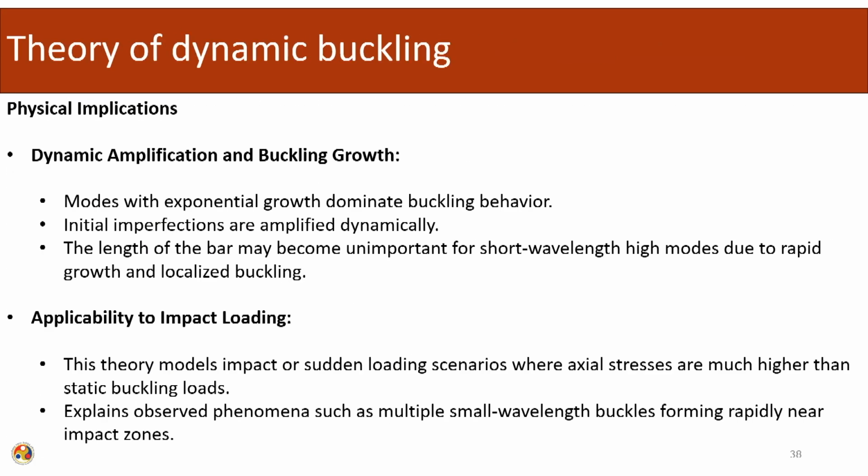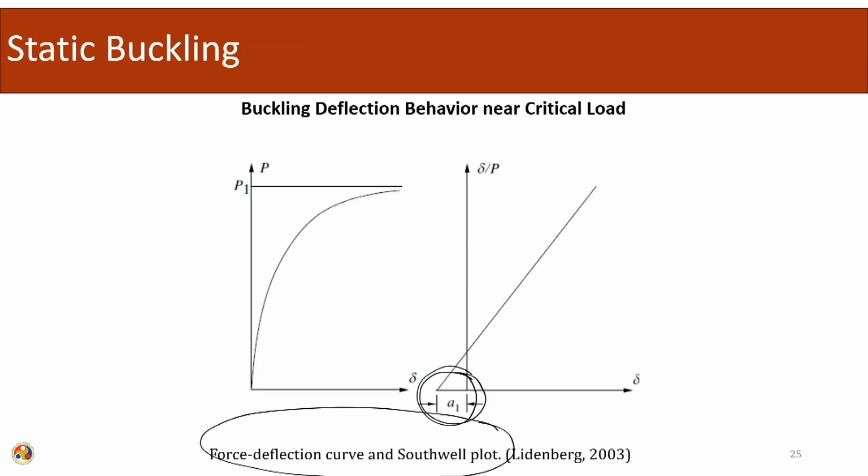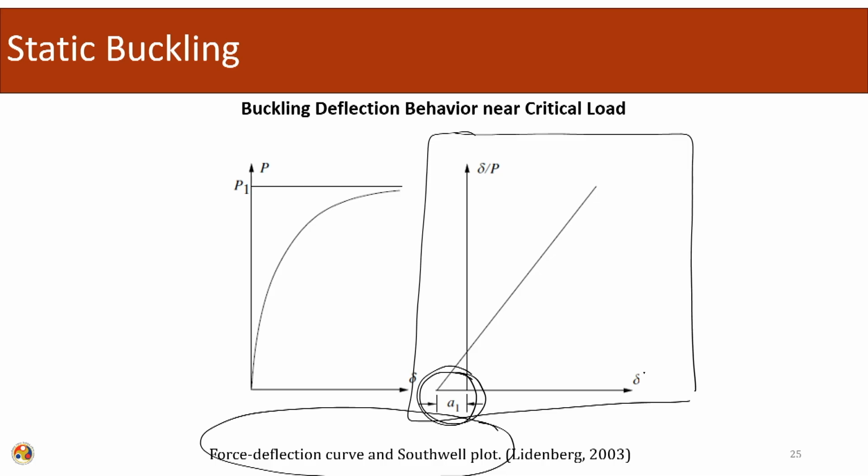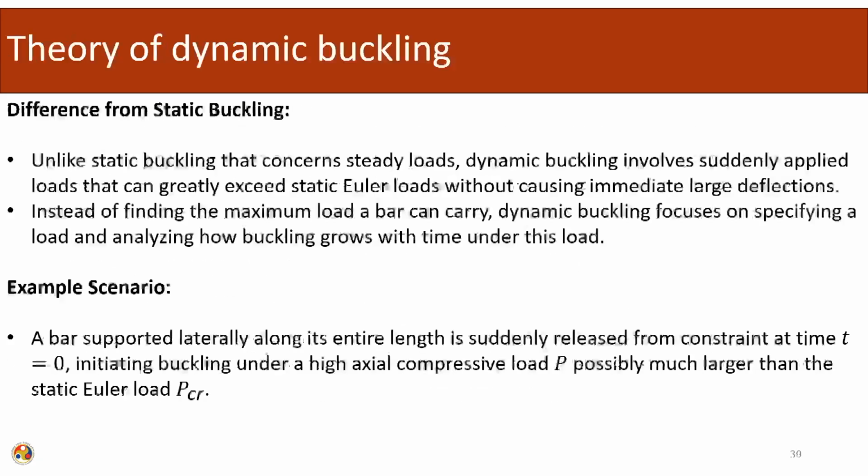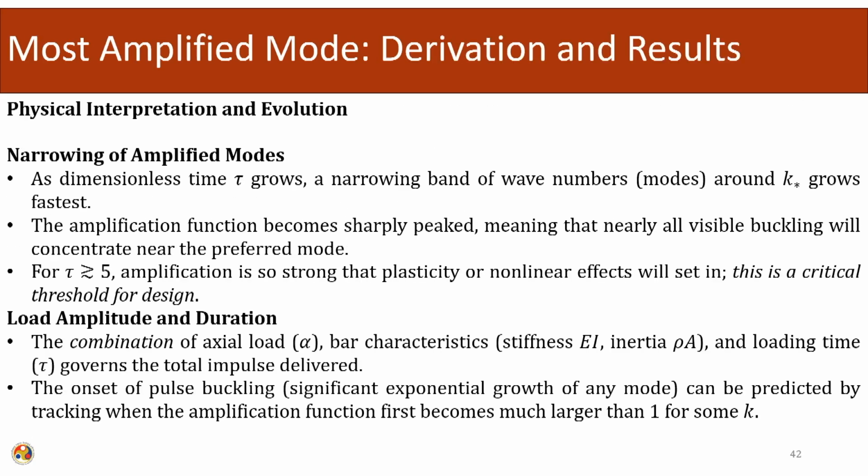So, we will go back to the Southwell plot. This is our Southwell plot, a plot between delta versus delta divided by P. Due to the lowering of this threshold value, there will be an intercept out here. As we can see, even at lower values, the deflection will try to start. So, we will use this property.